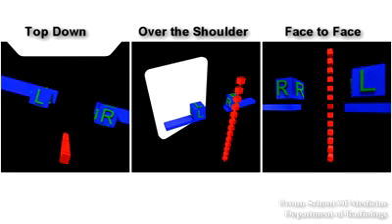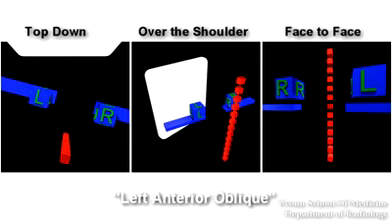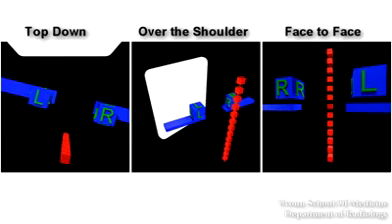For example, now that the patient is rotated a little to the left anteriorly, this is called a left anterior oblique rotation. So let's talk about why this is important to know.